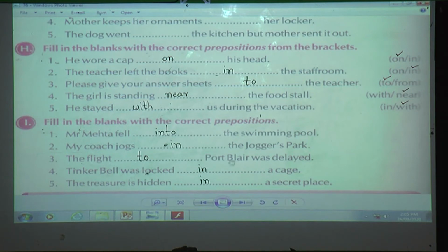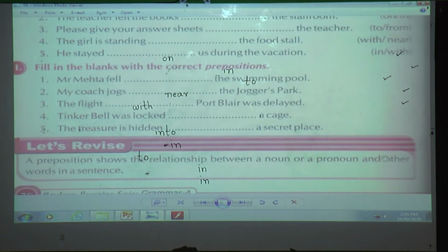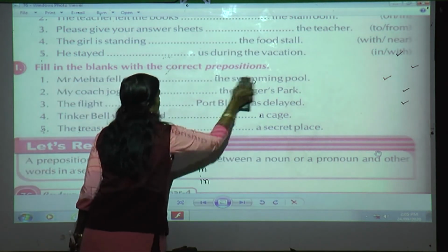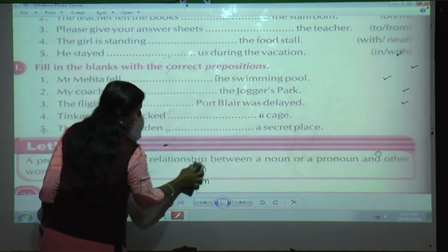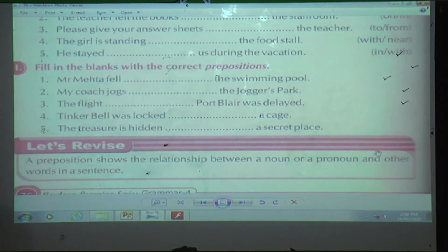So what is a preposition, students? Yes, a preposition shows the relation between a noun or a pronoun and other words in a sentence. So you have to just learn the definition. And now I hope that you have learned many of the prepositions.